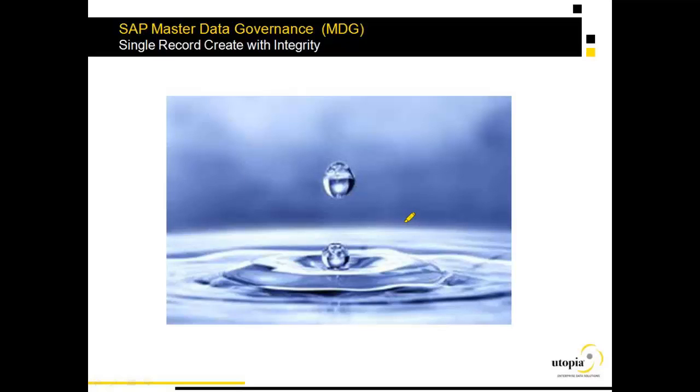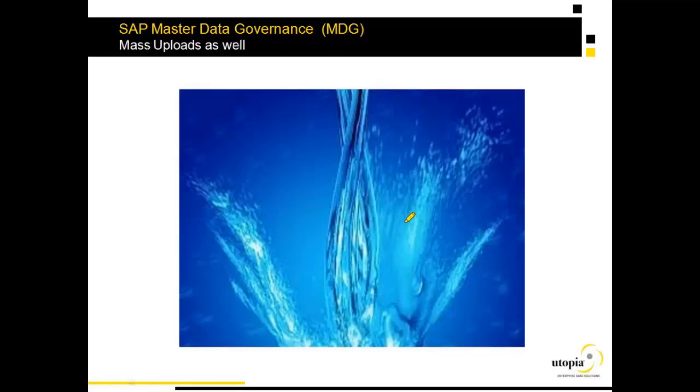In addition to the single record create with SAP MDG, SAP MDG also allows for mass upload. So if you have a customer master list or a vendor master or a material master and it's sitting in an XML flat file, or if it's sitting in an Excel spreadsheet, you can grab that spreadsheet and execute master data governance and bring that record in for mass upload right into ECC.